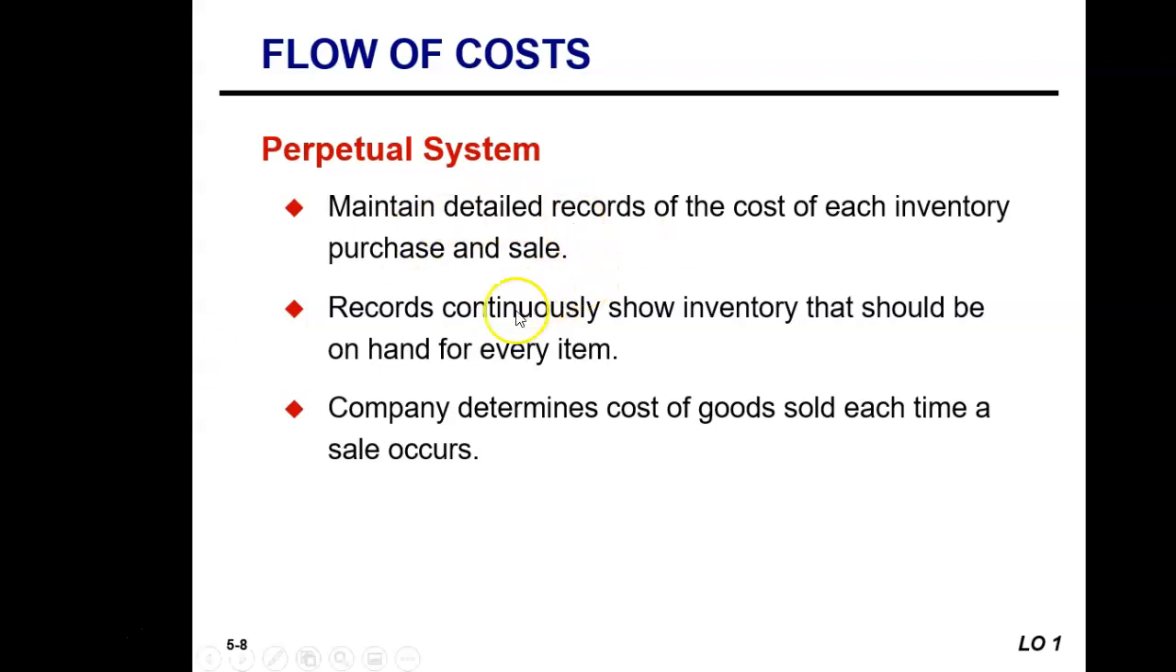With a perpetual inventory system, we have a continuous show of inventory that should be on hand for every item, meaning that the computer will tell us how many we should have of each item left in inventory. We use that information to determine our cost of goods sold for the sale of each item. So the perpetual is a continuous type of inventory system. Every time we buy or sell inventory, we're going to update our inventory records.